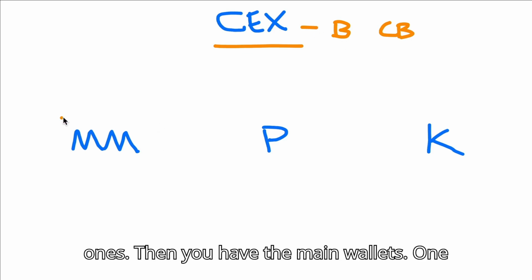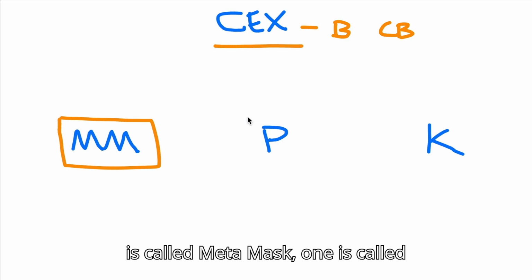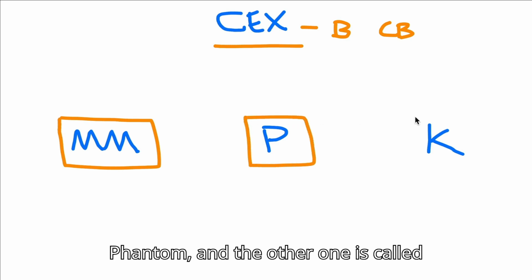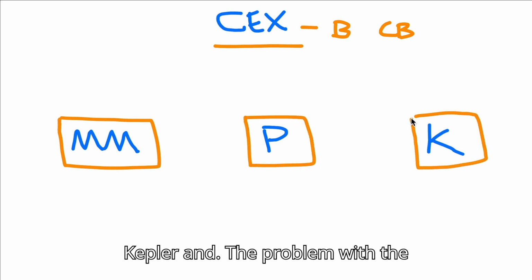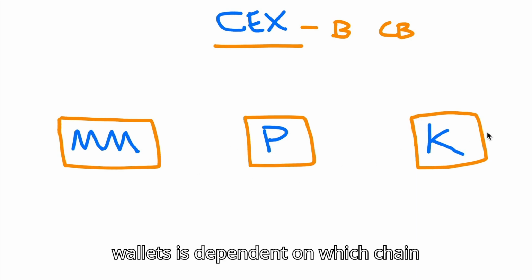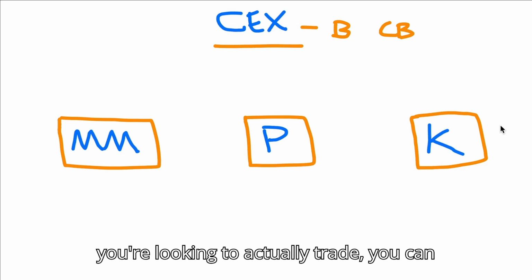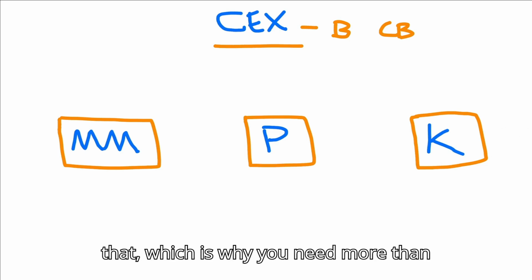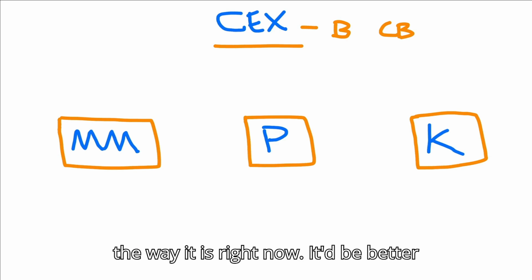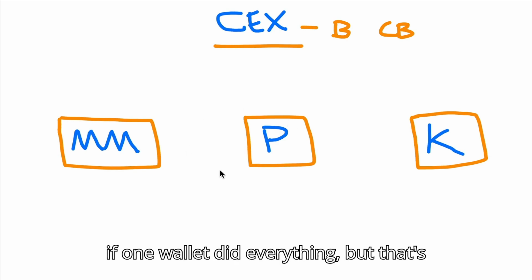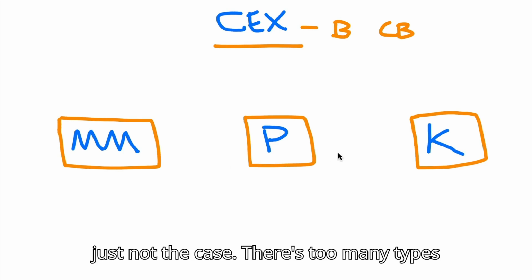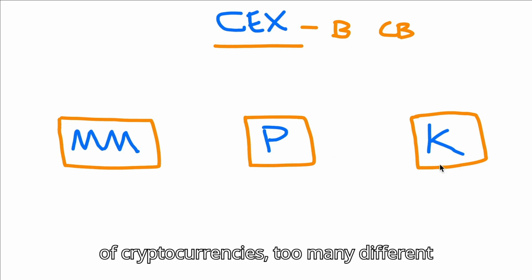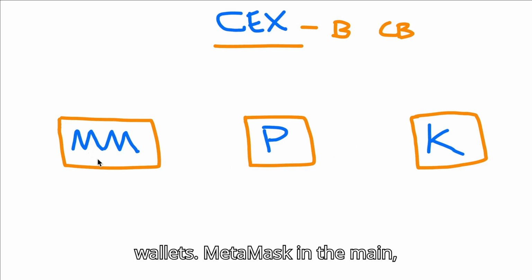Then you have the main wallets. One is called MetaMask. One is called Phantom. And the other one is called Keplr. And the problem with the wallets is, depending on which chain you're looking to actually trade, you can only use certain types of wallets for that, which is why you need more than one, which is annoying, but that's just the way it is right now. It'd be better if one wallet did everything, but that's just not the case. There are too many types of cryptocurrencies, too many different wallets.